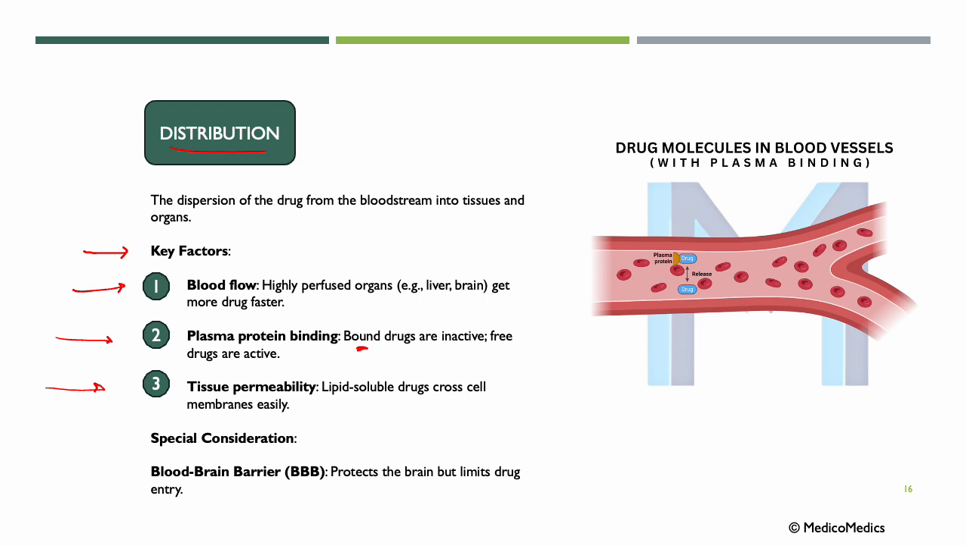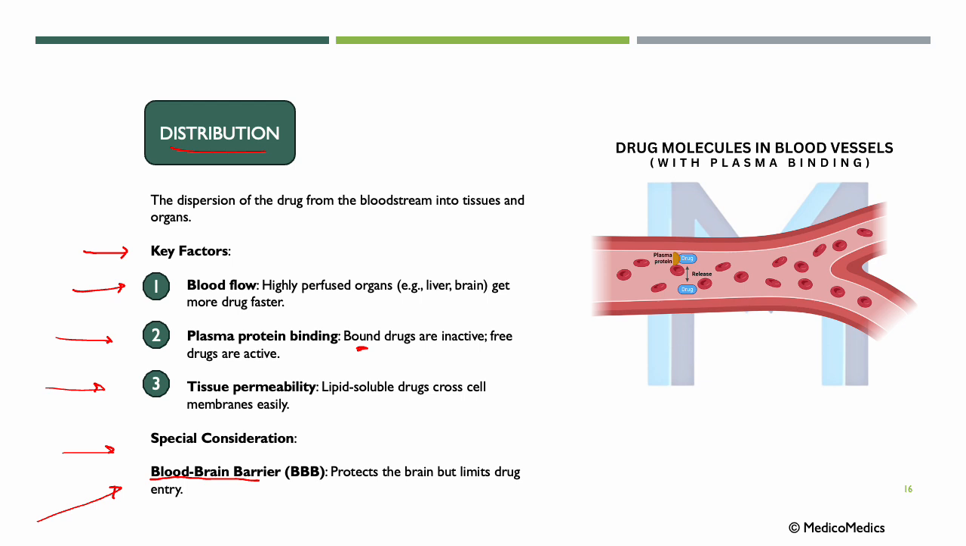Finally, tissue permeability. So lipid-soluble drugs can easily cross cell membranes, while water-soluble ones may be restricted. And a special consideration here is, for example, the blood-brain barrier, which protects the brain by limiting the entry of many drugs, making central nervous system penetration more difficult unless the drug is specifically designed to pass through. And we have a whole dedicated lecture on different barriers, including the blood-brain barrier. Make sure you check that out.